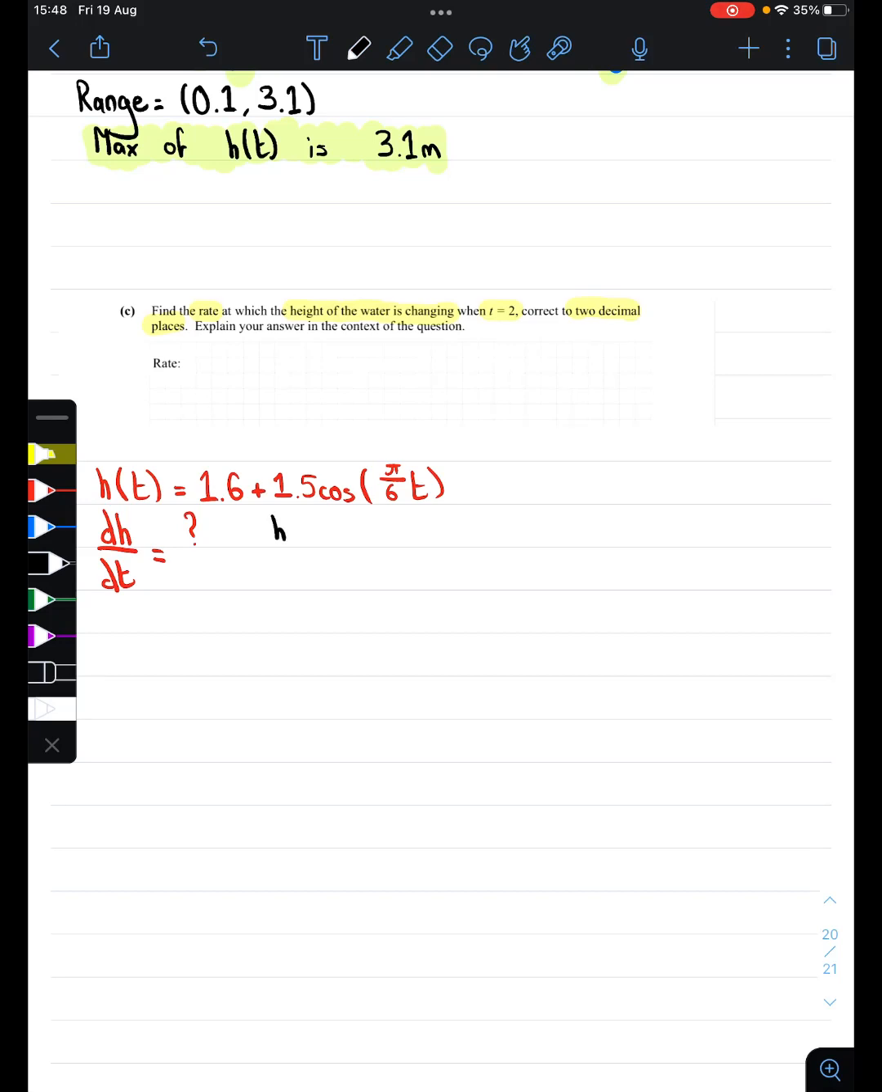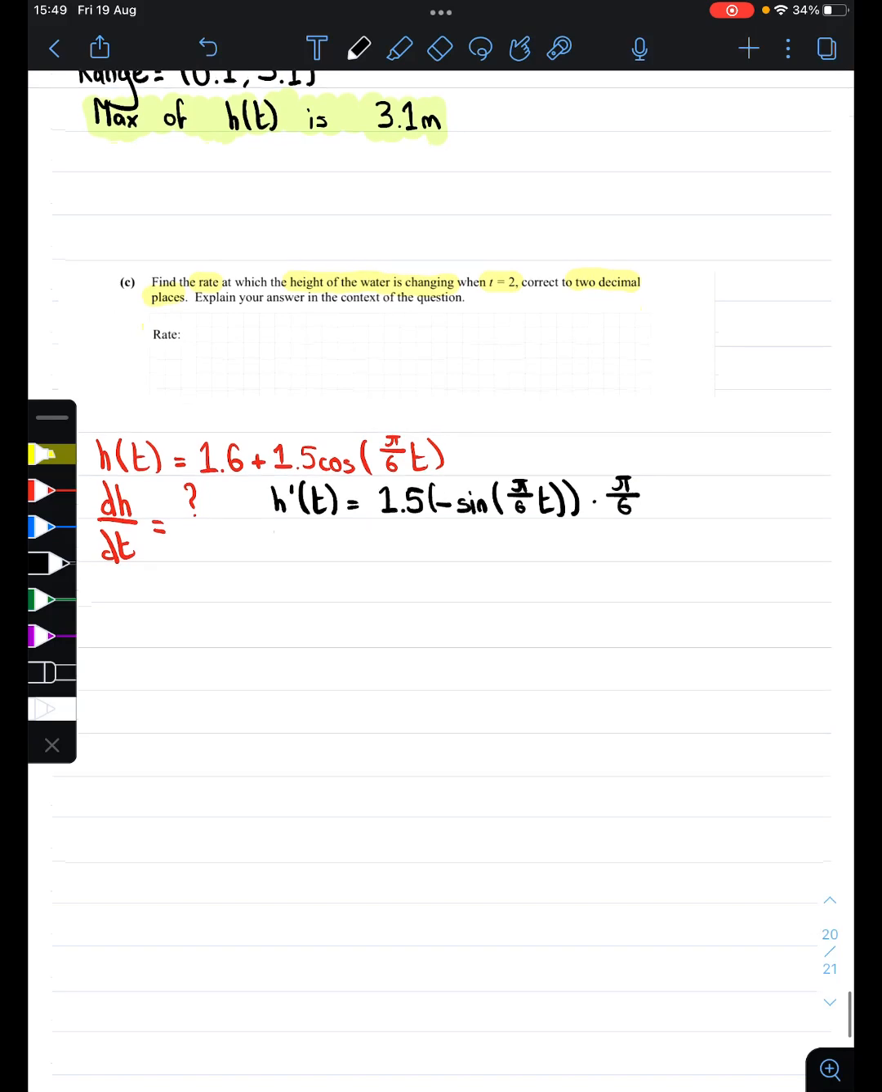So if we differentiate h of t, h prime of t, the 1.6 will go away, and we'll get 1.5 times the derivative of cosine, which is just minus sine pi over 6t. And then we have to multiply this by the derivative of t, because it's the chain rule. We have a function pi over 6t within the function cosine. So we have to use the chain rule.